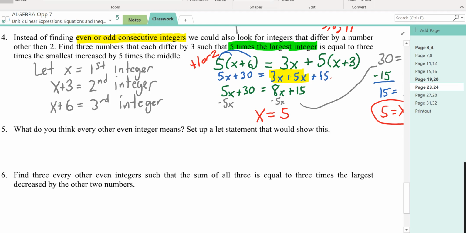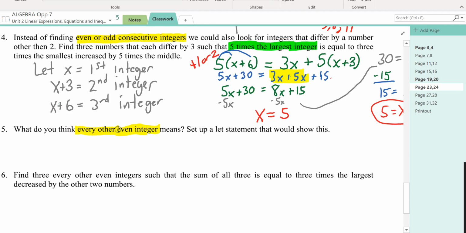All right, so here's what we got. Number 5 is a tough one. I want to just talk about it. It says, what do you think every other even integer means? So this is kind of tough, right? If we were going to talk about every other even integer, the first thing that you have to know that we struggle with is, what's an even integer?